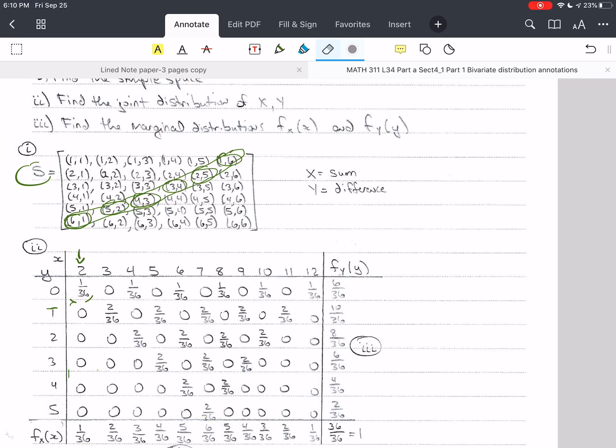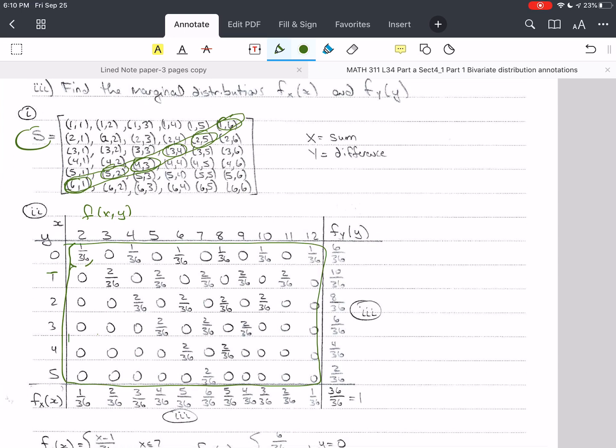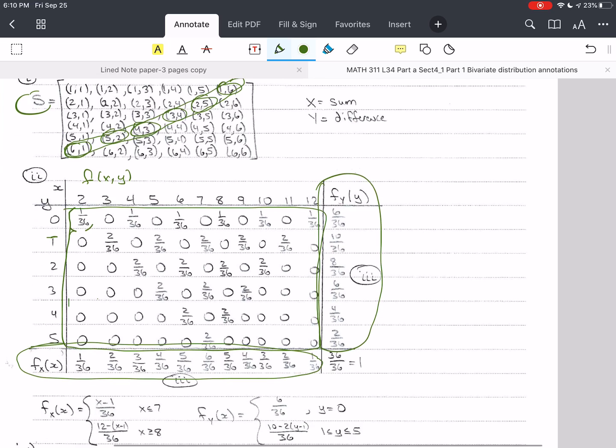Now, again, the joint PMF is going to be f of x and y. That's everything inside the table. And if I add up all those values, they add up to 1. Okay? And then the marginal of x is here, and the marginal of y is here. So make sure you understand that.